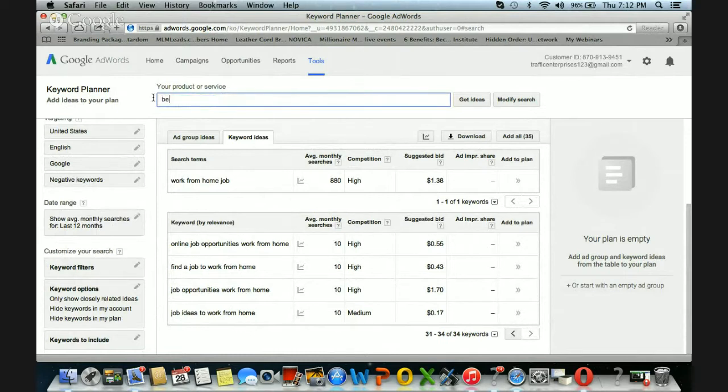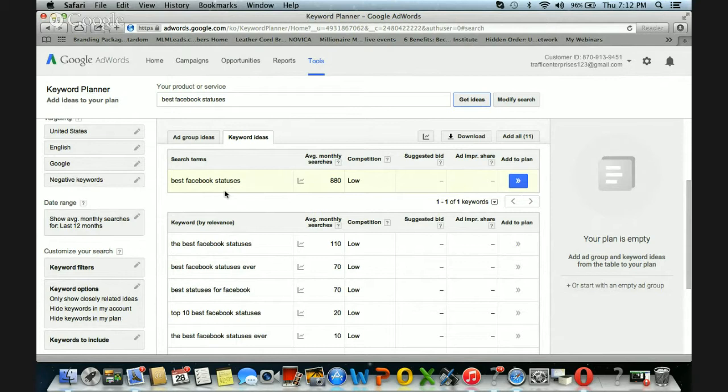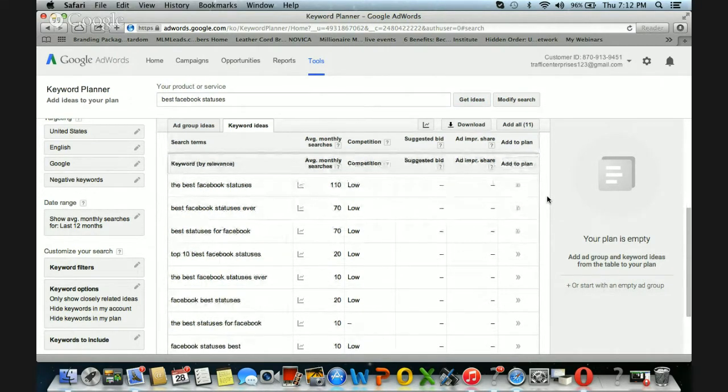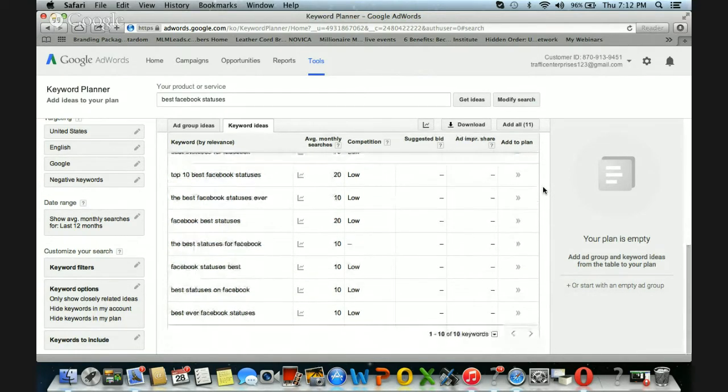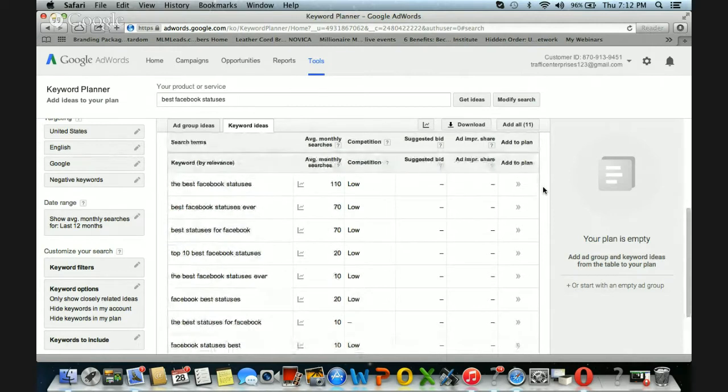Let's try best Facebook statuses. And you can think of, okay, now this is a good example. Best Facebook statuses. It's low competition, but there's 880 searches. You would probably have to do some backlinking, but there's some others down here where the competition is low. And these are all low competition, and the searches aren't too high. You could go back over to YouTube and let's pick one of these. Let's do the best Facebook statuses.